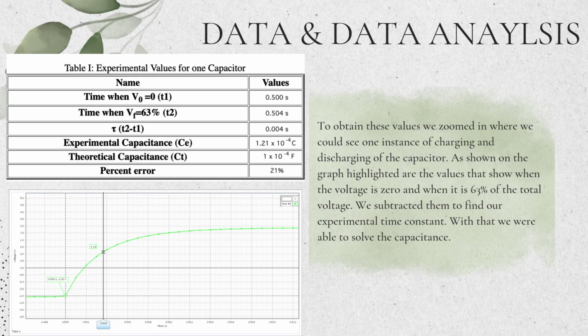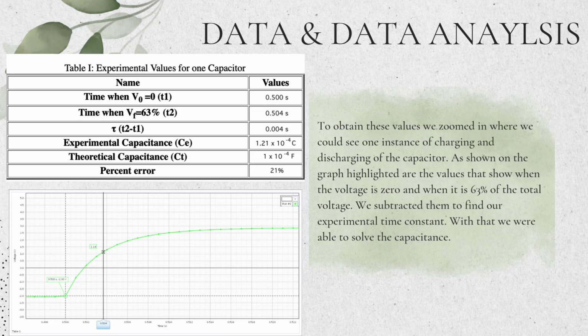For data analysis, for table 1, we could see that T1 we got 0.5 seconds. For T2 it was 0.504 seconds. And T overall was 0.004 s. In the experimental capacitance, we got the value 1.21 times 10 to the negative 4 farads. And for theoretical, we got 1 times 10 to the negative 4 farads. And our percent error gave us 21%.